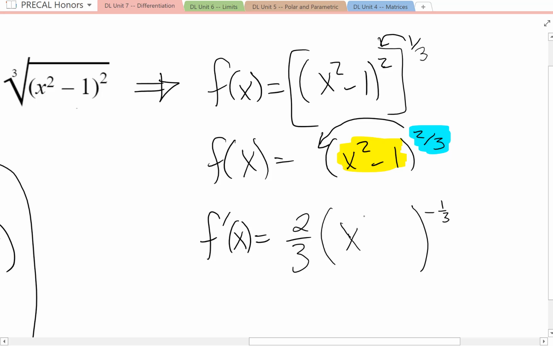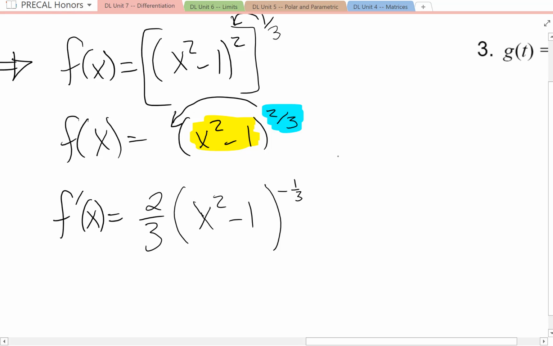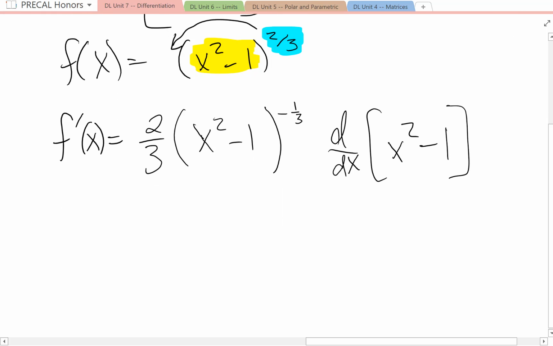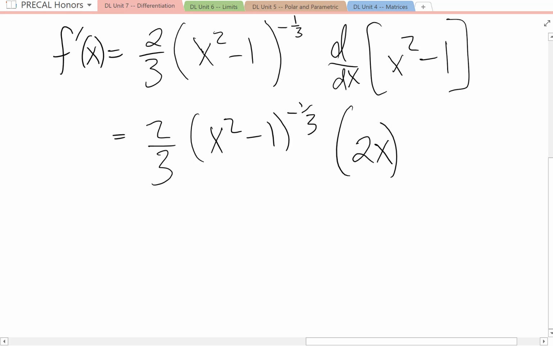x squared minus 1, and that is being multiplied by the derivative of the inside. And we can even write that as d dx of the inside. Continuing on, you have 2/3 times this. I guess we could put it in the denominator. I'll do that in the next step though. Times the derivative of x squared minus 1 is 2x. Great.